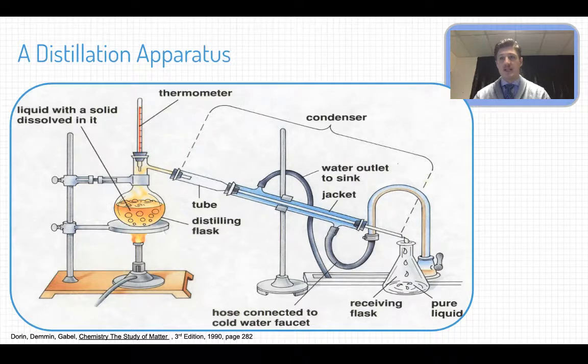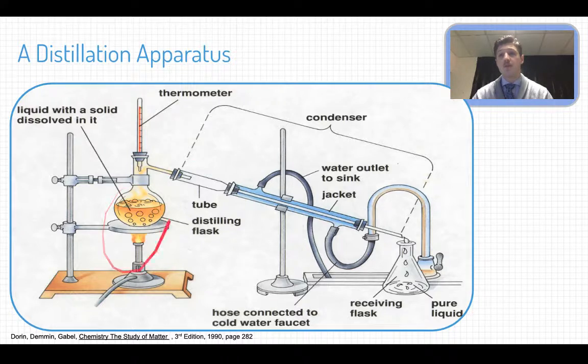Now, what is all this? This is a pretty cool setup we've got here. This is called distillation. Now, if you use evaporation to separate your solute from your solvent, you're going to lose your solvent into the atmosphere. That might not be a great thing. Maybe you're trying to purify water to drink and you need to capture it. So this is where this setup comes in.